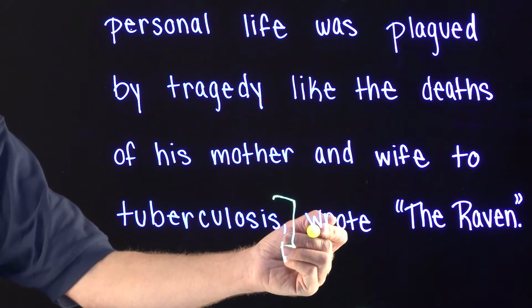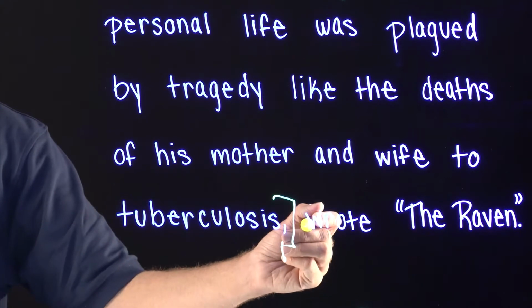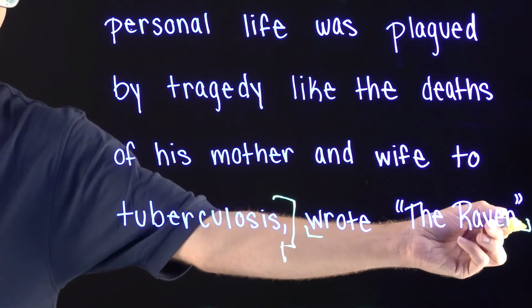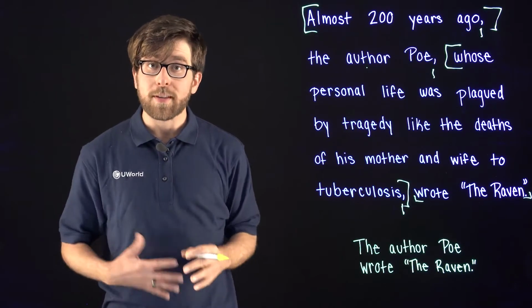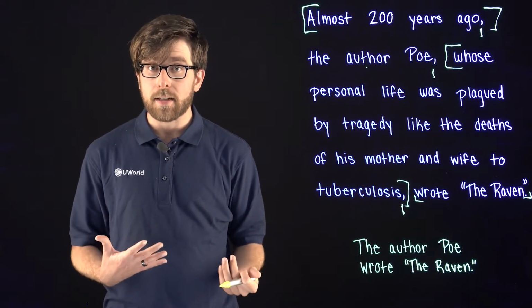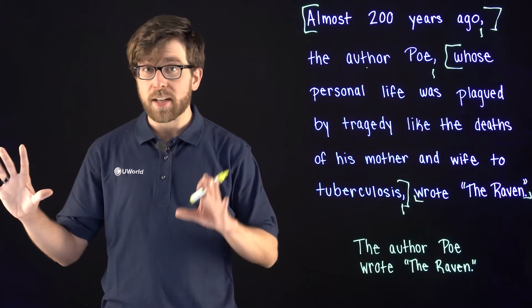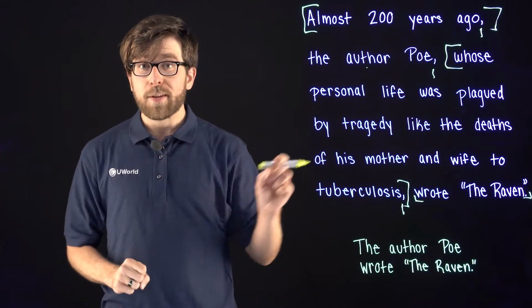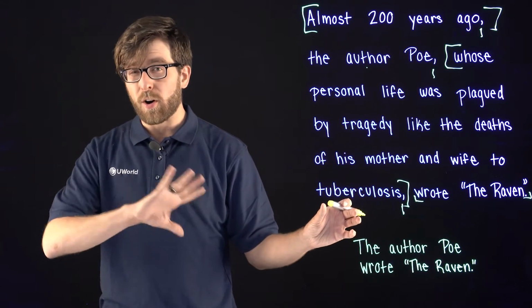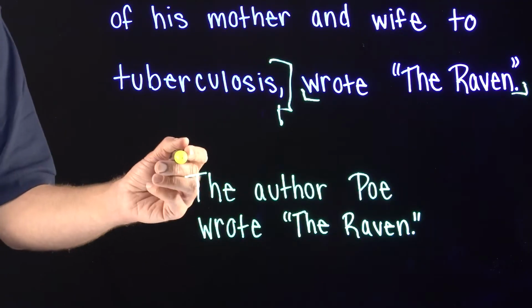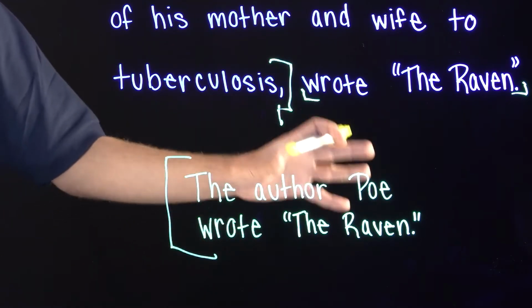All we've got here left over is wrote the Raven. And so it's probably pretty clear from the word wrote there that this is the verb, this is the thing that is being done in the sentence. And so since we already identified before that we need a subject and a verb to make a complete sentence, if we take that subject and verb that we isolated and ignore all the other descriptive information, all we have left with at the bottom is the author Poe wrote the Raven.